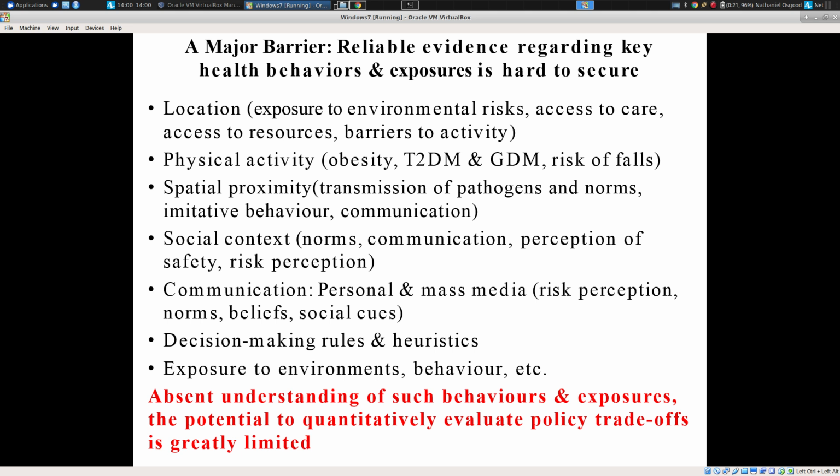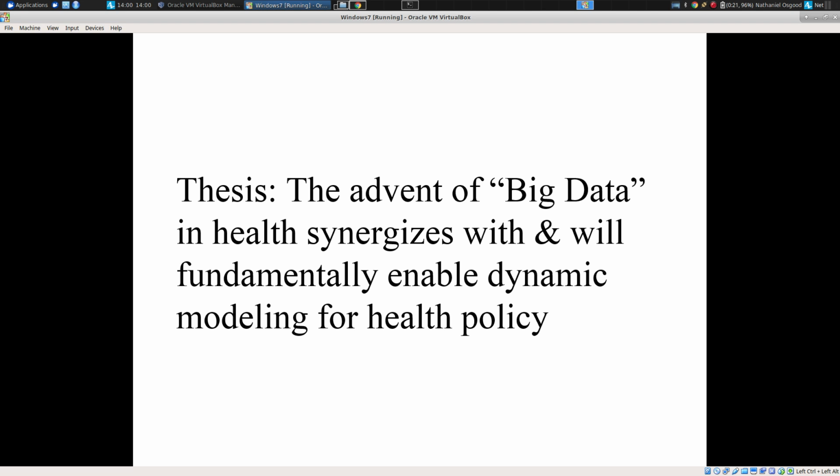Similarly, exposure to environments, to different behaviors, whether it's the food environment, built environment, or the behaviors of other individuals, say, engaged in physical activity. The challenge is that absent an understanding of these behaviors and exposures, for certain types of very quantitative analysis, the ability to accurately evaluate policy trade-offs that depend to some degree on a reliable understanding of these behaviors is really limited.